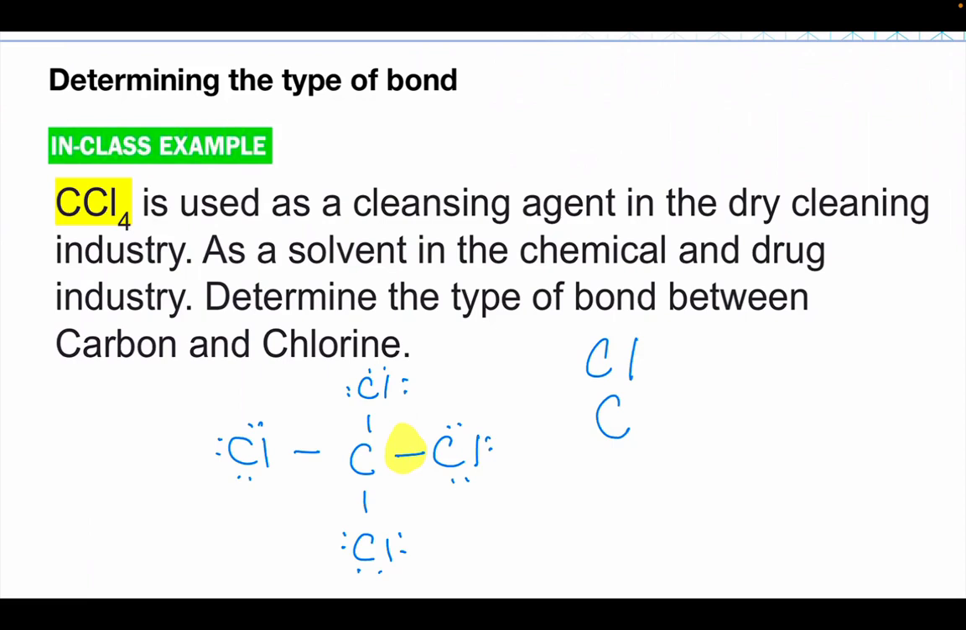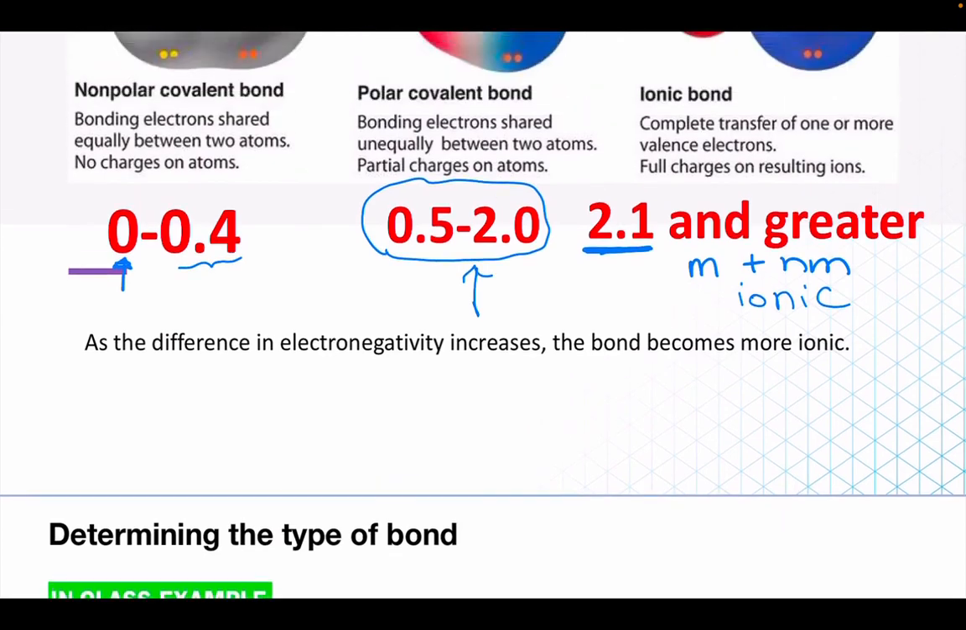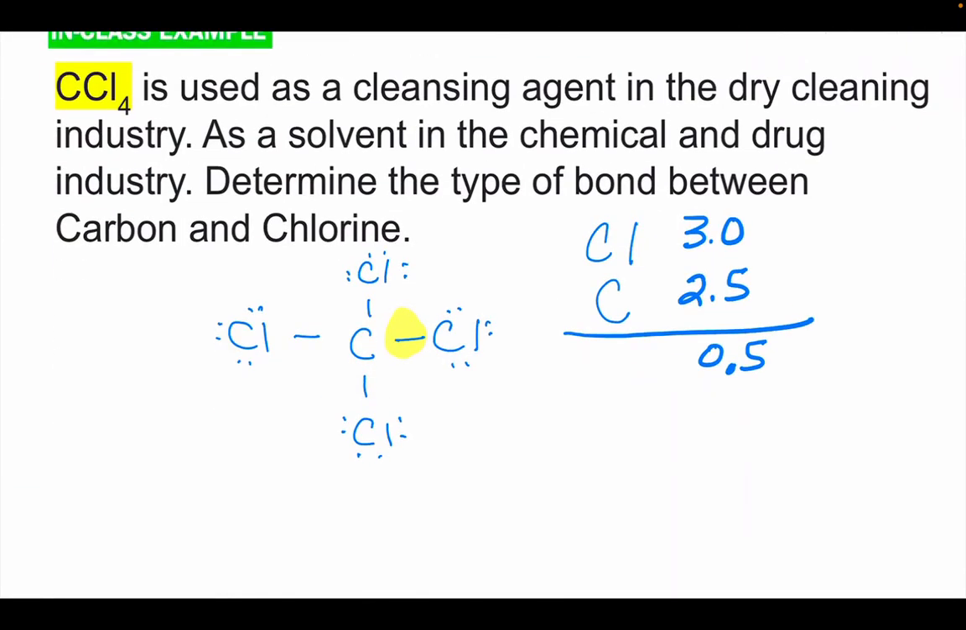And when we do that, carbon is 2.5 and chlorine is 3.0. So the difference is 0.5. And remember from that last slide, 0.5 to 2.0 is polar covalent. So this is a polar covalent bond.